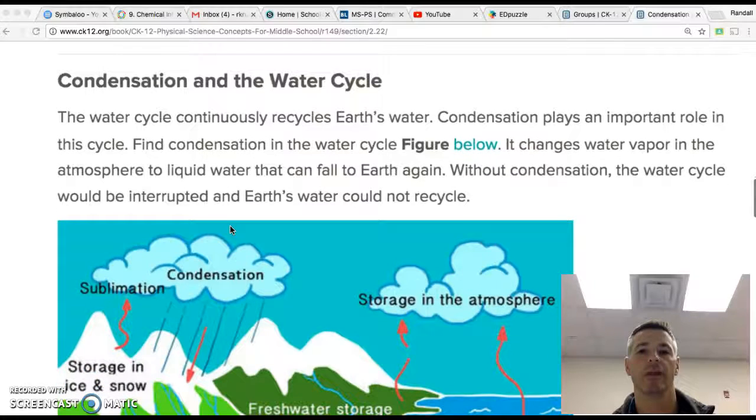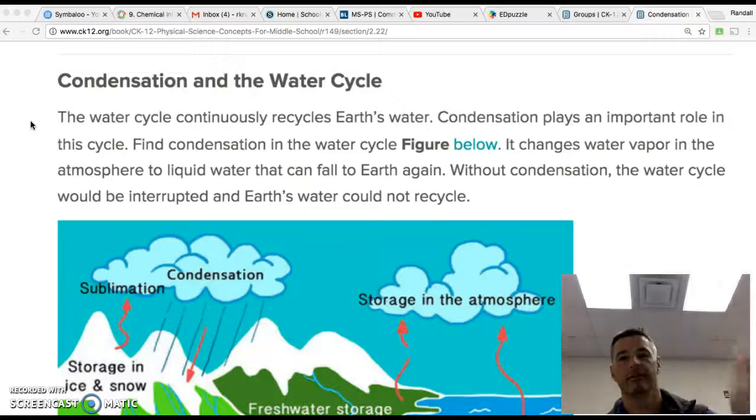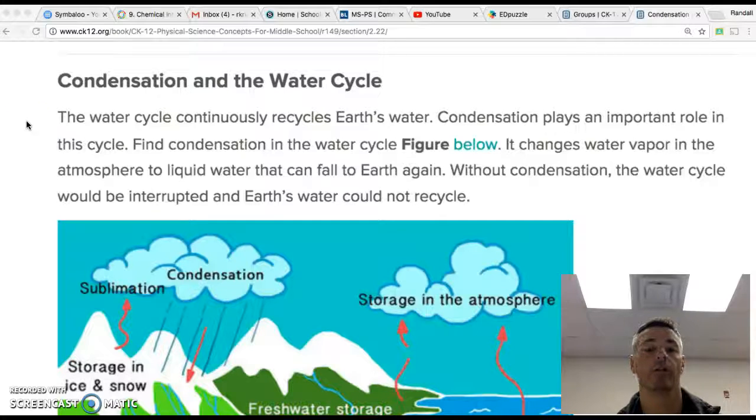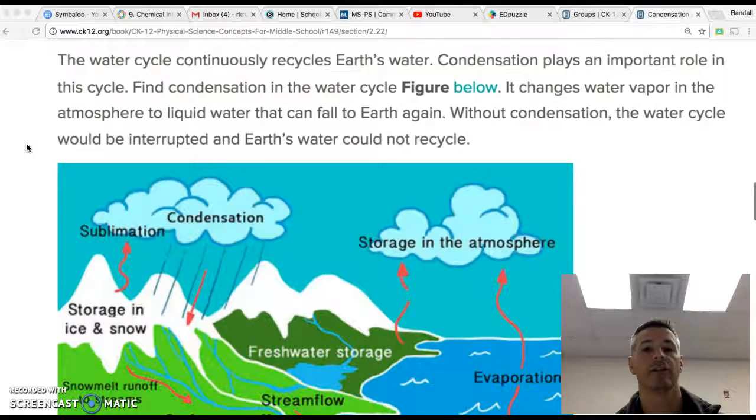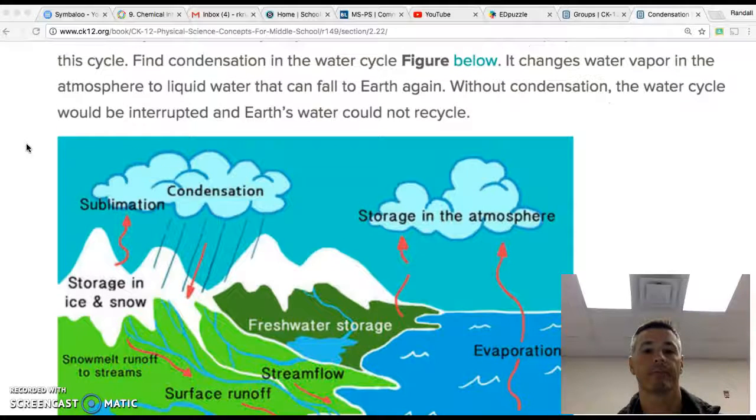So, condensation in the water cycle. The water cycle continuously recycles Earth's water. I always say it's like this. You've got evaporation, it goes up, cools, condenses, falls. Condensation plays an important role in this cycle. Find condensation in the water cycle below. Okay, let's find it. Here's condensation, right here.